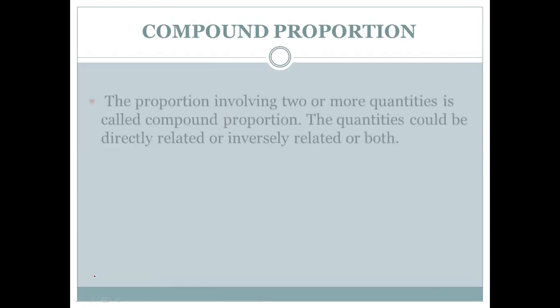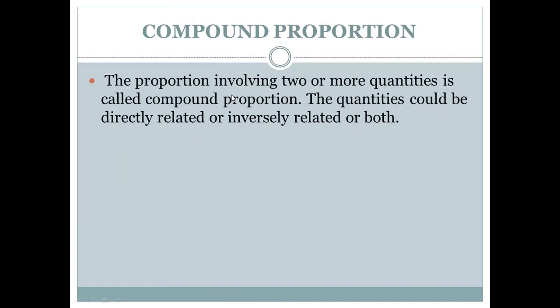Okay, now what is basically compound proportion? Compound proportion means that the proportion involving two or more quantities is called compound proportion. Basically, in direct proportion or in indirect or inverse proportion, we only deal with two quantities. Okay, but in compound proportion, we may deal with two or more quantities. Okay, and such type of proportion of two or more quantities is called compound proportion. And in compound proportion, those quantities can be directly related or can be inversely related or can be both.